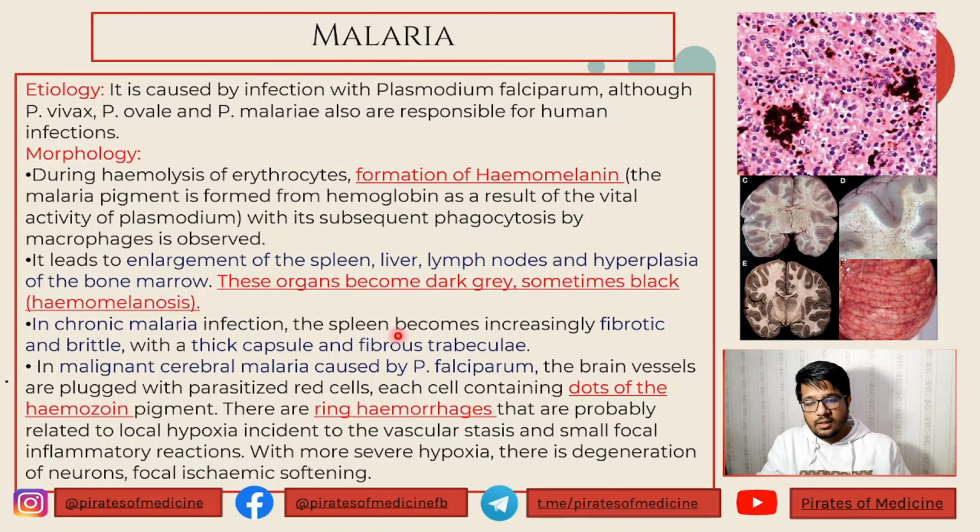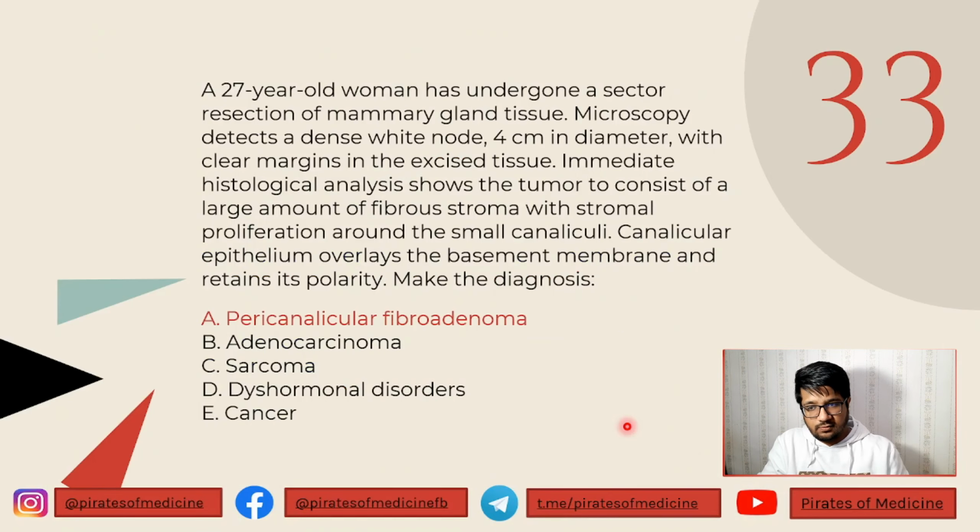Other than that, in malignant cerebral malaria, which involves the CNS, we have classical symptoms like ring hemorrhages present in the brain. The dots of hemozoin pigments are seen, for example, over here. So this is the classical pathomorphology of malaria. So I hope it answers your question. Let's go to the next one.